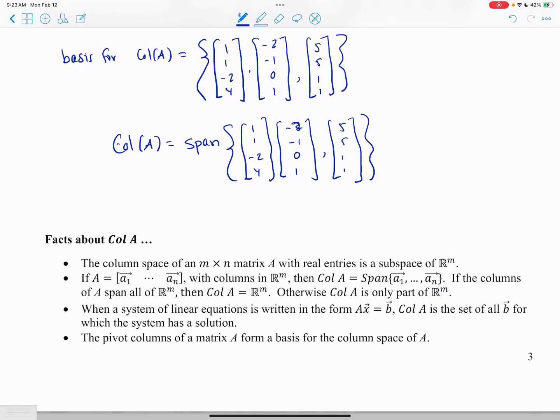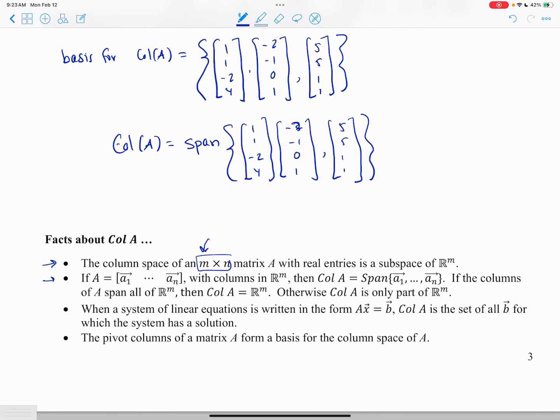So just some things to note about the column space. The column space of an M by N matrix with real entries is a subspace of Rm. So it's the first thing. So basically your number of rows tell you the length of your columns.